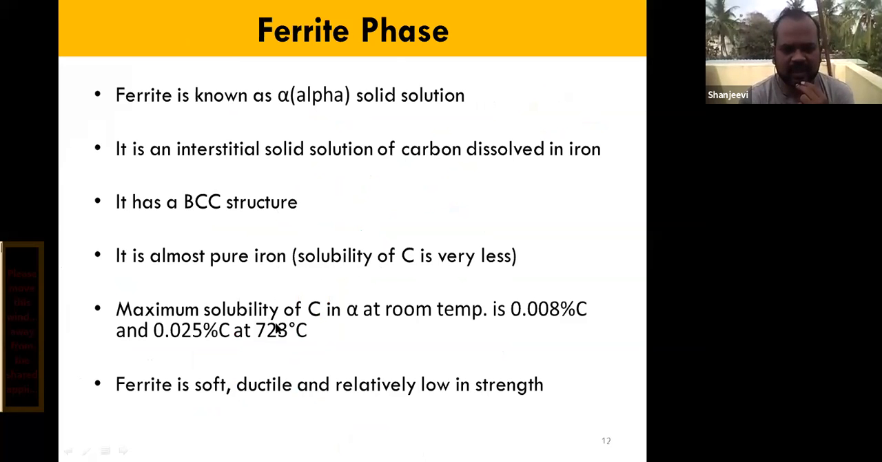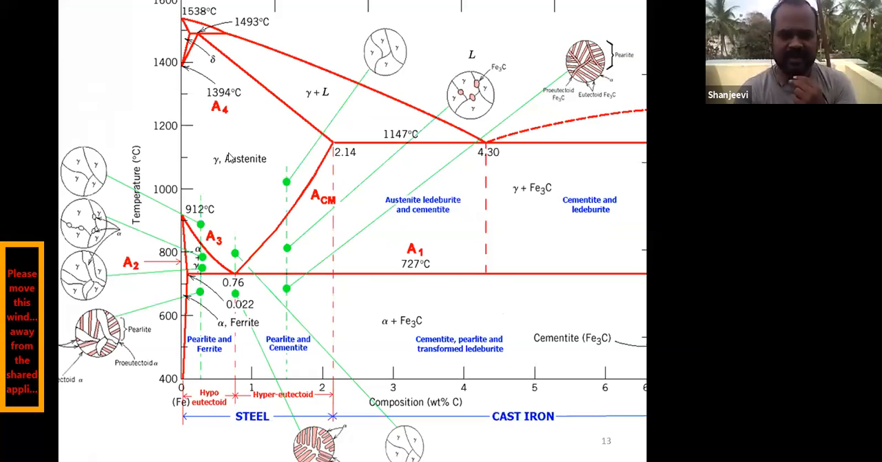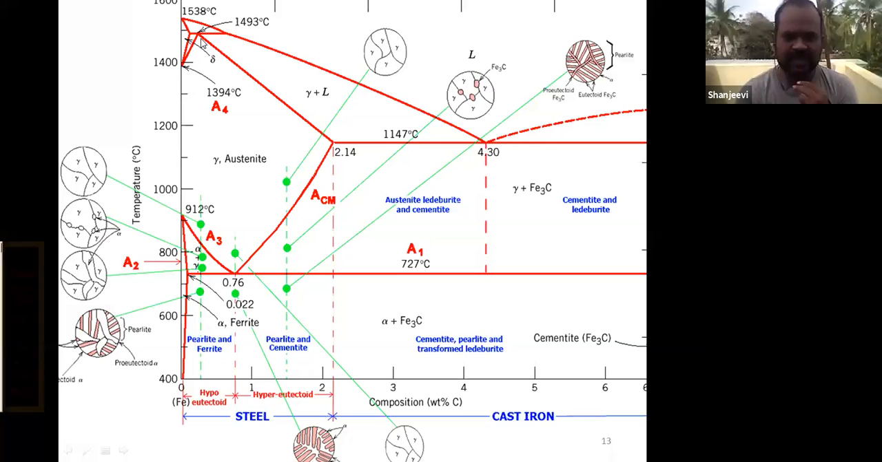So the solubility, how much carbon content is there at room temperature, I mentioned it. I will show one more thing. Here, this is the delta ferrite, and this is the austenite gamma, and below is the alpha ferrite. Delta ferrite has a body centered cubic structure, BCC. When we are decreasing temperature to 1495 and below, you can see a major portion of austenite, gamma austenite.